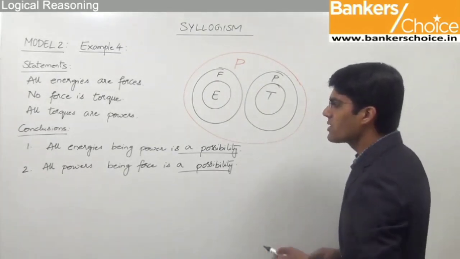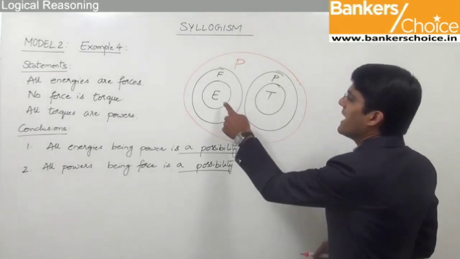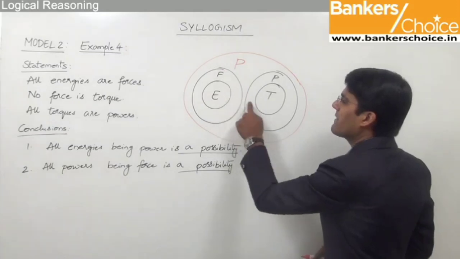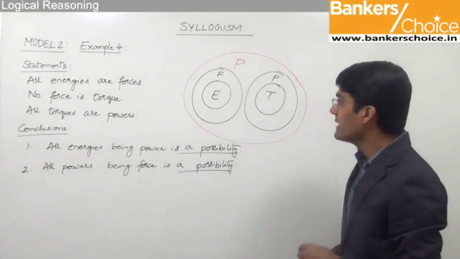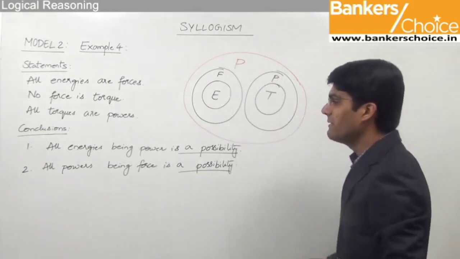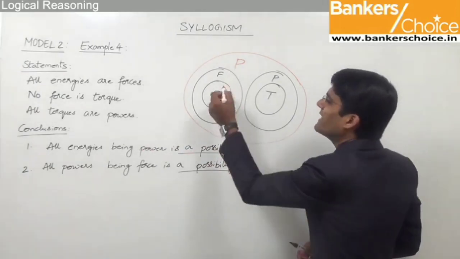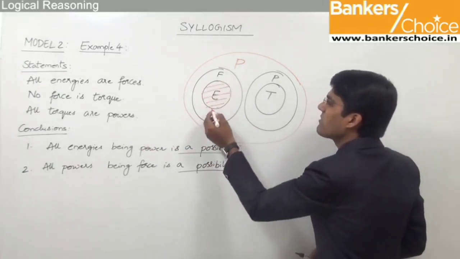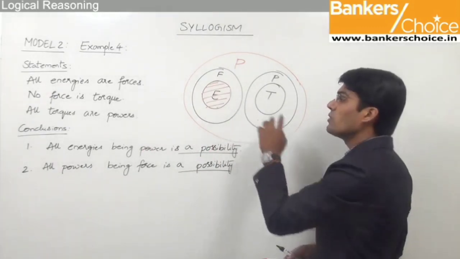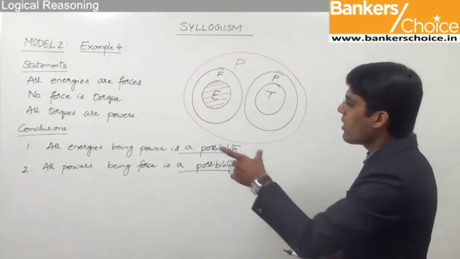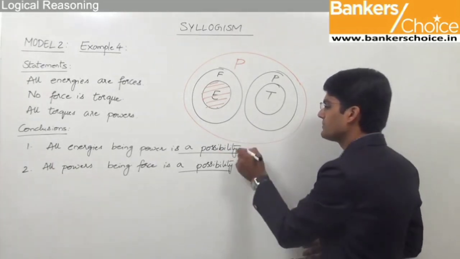The first conclusion here is all energies being power is a possibility. Now if you go by the basic diagram, energies and powers do not have any overlapping. So no energy is power or no power is energy. But if we consider power to be the larger circle, we find that all the energies being powers is really possible. Why? Because all the energies are inside powers. So we find that all the energies are powers. So very clearly, the first conclusion follows the second diagram. So we can say that all energies being power is possible. So conclusion number 1 is true.